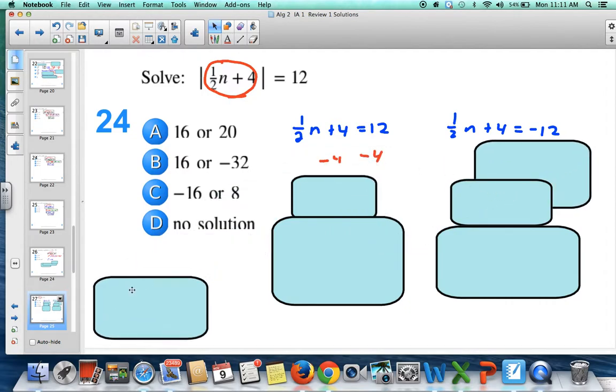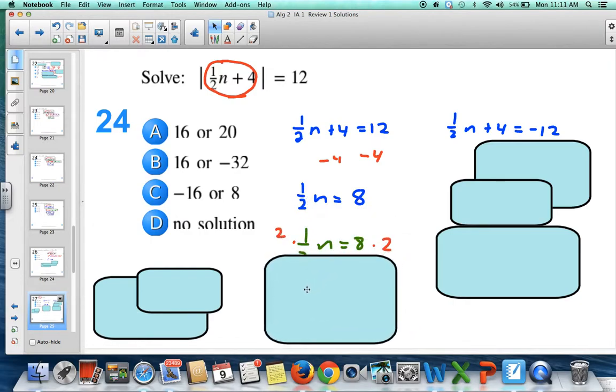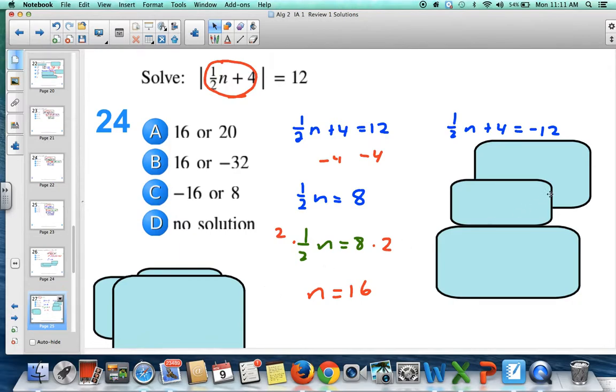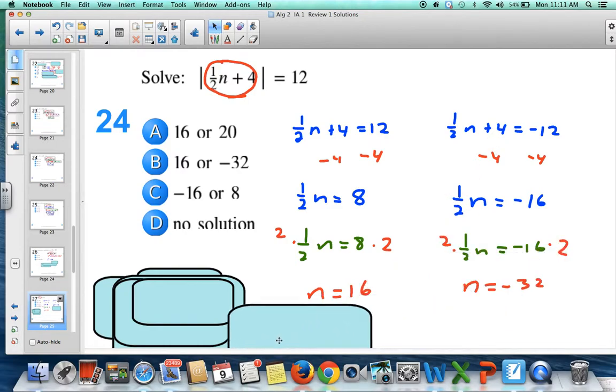So now I've solved this one by subtracting 4, and I get 1 half n equals 8. 12 minus 4 is 8. Now to get rid of the 1 half, we multiply both sides by 2, and then we end up with n equals 16. Over here, we go through the same process. We're going to subtract 4 from both sides, and that's going to give us negative 12 minus 4 is negative 16. These guys are going to cancel. And now to multiply by 2, I get negative 32. So I have 16 and negative 32 as solutions.